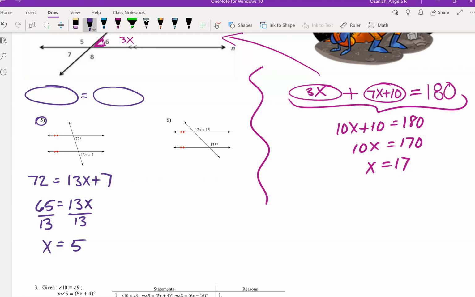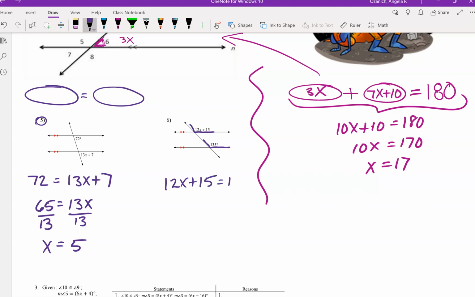Over on this side, same idea. See how it's a big angle? And sliding down that transversal, you have another big angle, an obtuse angle for each. So we're going to say 12x plus 15.